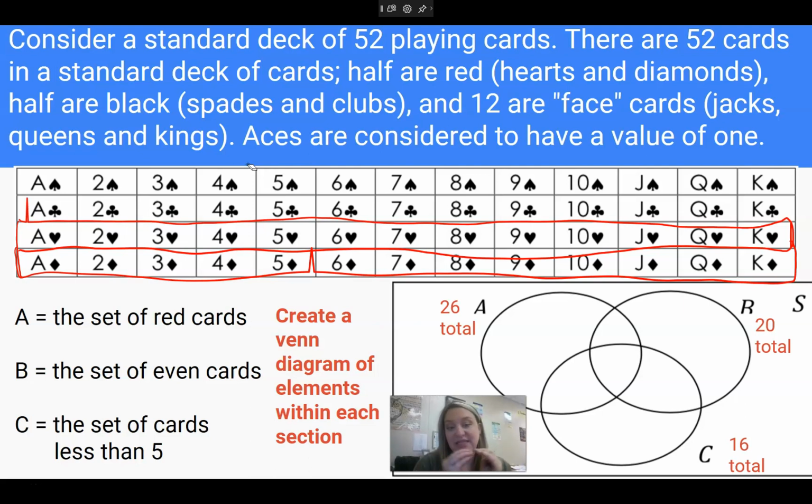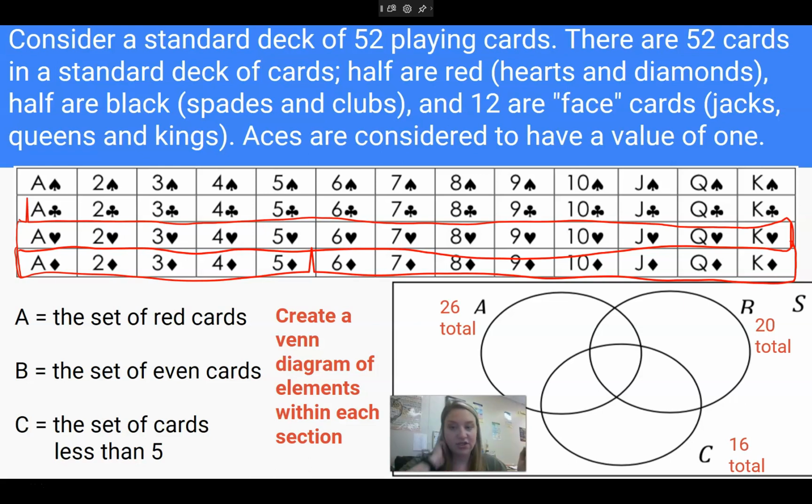I didn't write them inside the circles yet because I had to kind of see which of the 26 red cards might also be an even card or might also be a card less than 5, okay? So we got to look at what they all have in common with each other. So let's start from the middle. It's best to work your way to the middle and then work your way out.